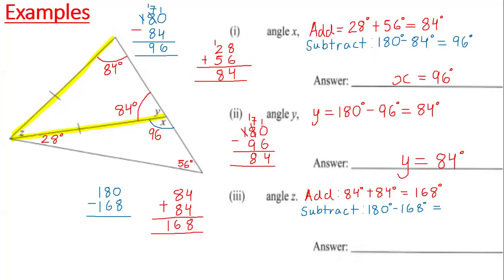So 0 minus 8, we can't do that. This becomes 7. Then we have 10 minus 8, which is 2. 7 minus 6 is 1. So this is going to be 12. So the answer here is that Z is equal to 12 degrees. Let me change this. Z is equal to 12 degrees.